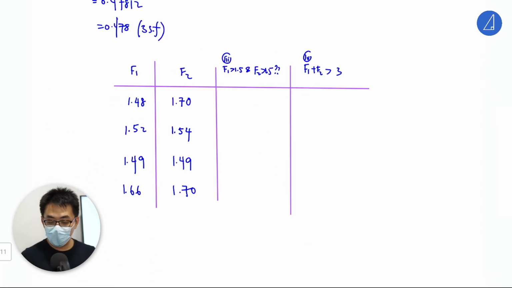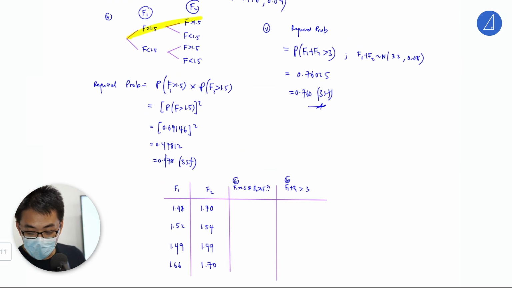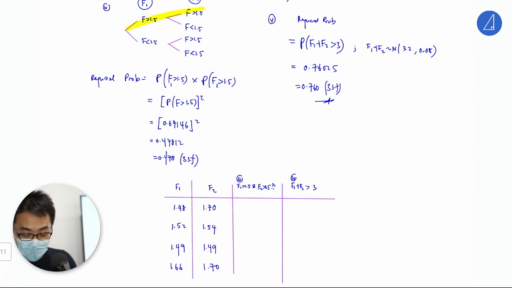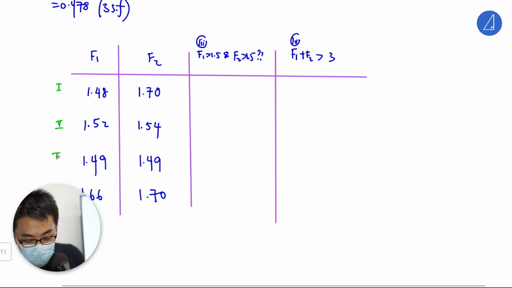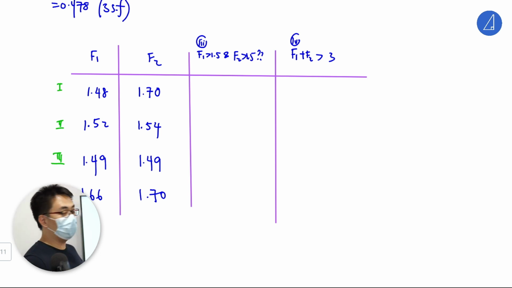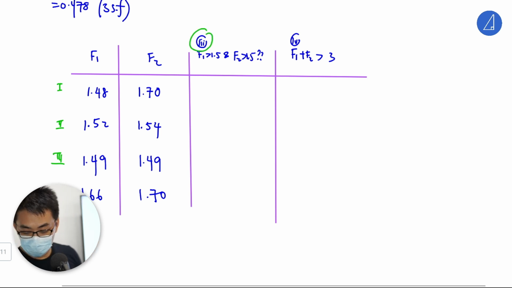Now the last part is to comment on why there is a difference between these. A neat trick is to look at this diagram here. Let's say there are a few cases: case 1, case 2, case 3, case 4. For case 1, you pick the first girl with height 148 cm, then the second girl is 170 cm. Does it satisfy case 3? No. Does it satisfy case 4? Yes, because when you sum them up, you get more than 3.